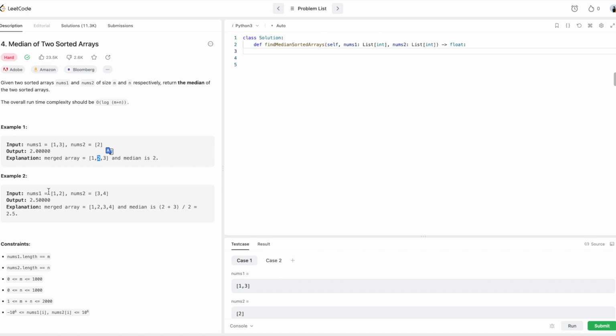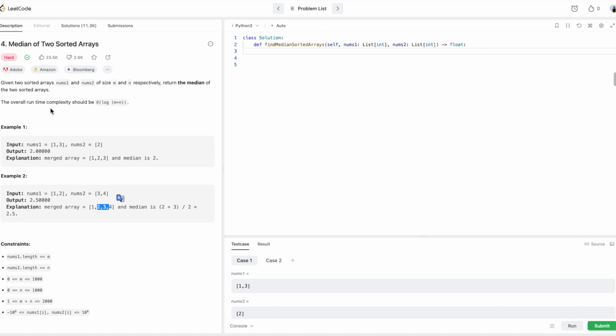Looking at example 2, nums1 equals 1 and 2, nums2 equals 3 and 4. The combined array would be 1, 2, 3, 4. It's an even length because there are 4 numbers here. In this case, we take the middle two numbers, which are 2 and 3, and average them: 2 plus 3 divided by 2 equals 2.5.